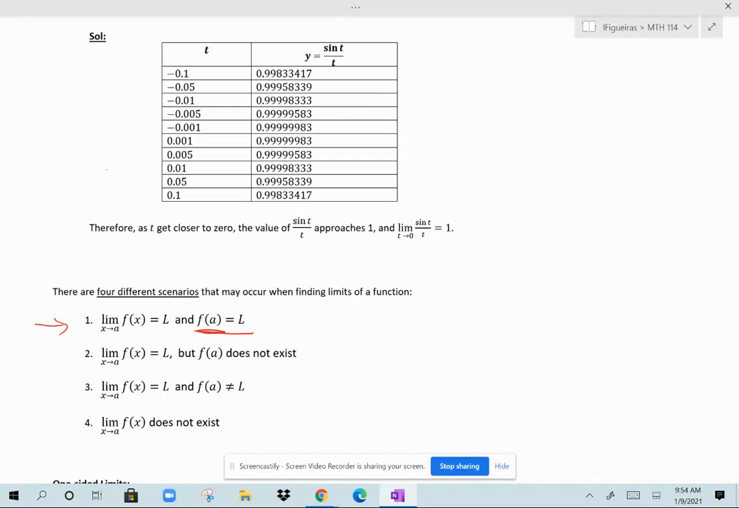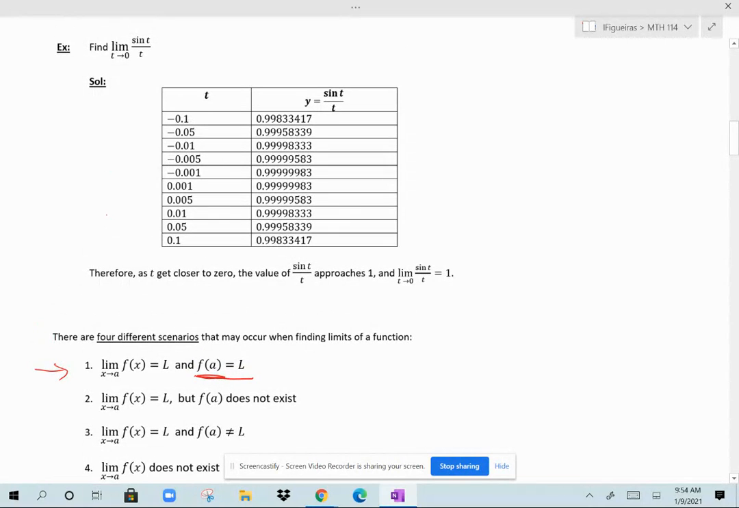The two I did above do not satisfy that first scenario because, just as a reminder, that function does not exist at 0. So f of 0 would not be defined. But that numerical example is more like this scenario where your limit as x approaches a of f of x equals some number L, but f of a does not exist. So that's exactly what we found in the previous two examples. We found a limit value that exists, but your function does not.